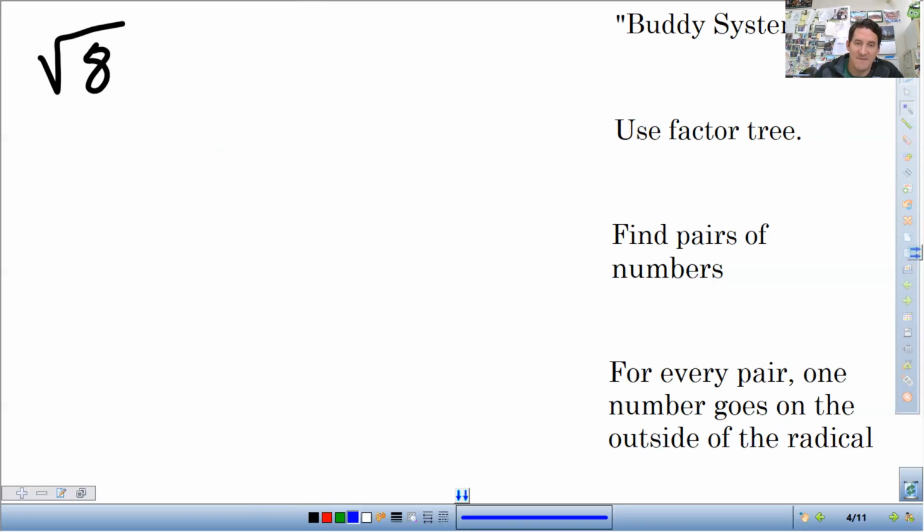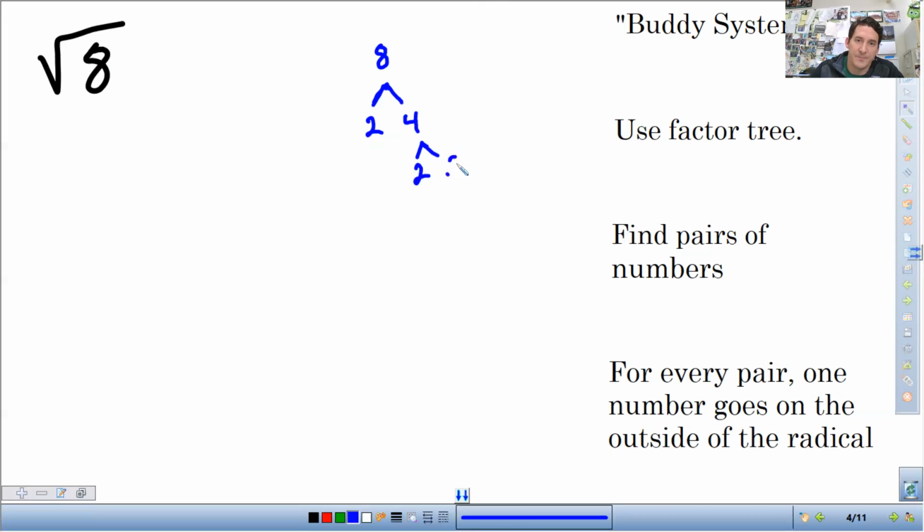The easiest way to do this, I call it the buddy system. What you're going to do is a factor tree. So you're going to take the number 8 and do a factor tree. So what two numbers multiply to get 8? 2 and 4. Once you're down to a prime number, so 2 is a prime number, the only things that multiply to get 2 are 1 and 2. You don't have to continue the tree. But over here, we need to continue past 4. So what two numbers multiply to get 4?